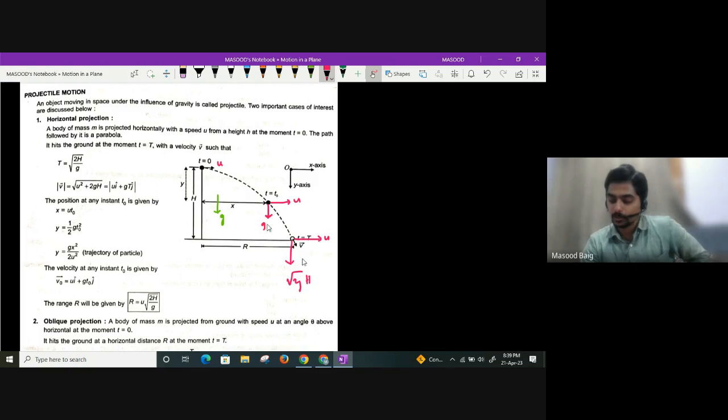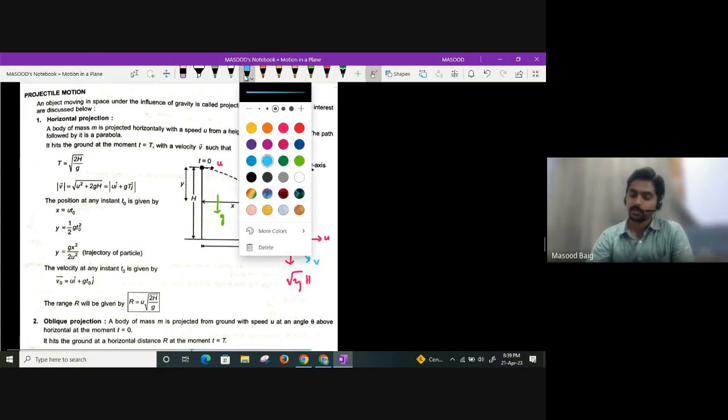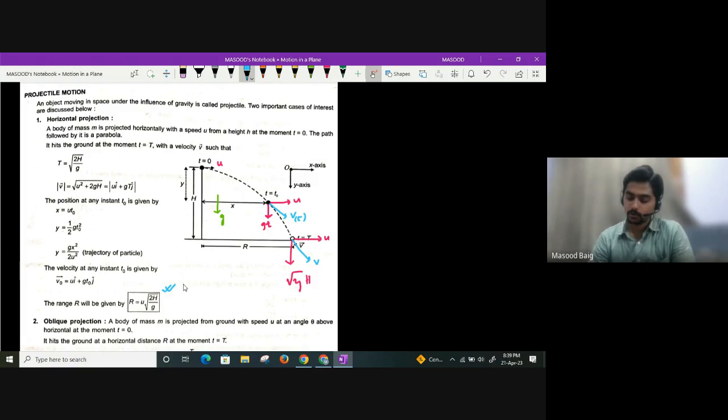But the vertical component will become gt. How will you find speed at any instant? At that particular point, just draw a tangent, beta. This will give the velocity at any instant, and this will give us the velocity with which it is going to hit the ground. And in this case, range will be given as, again, you need to remember the formulas, guys. Range will be given as u into root over 2h by g, right? The time of flight will be given as root over 2h by g. Range will be given as u into root over 2h by g.